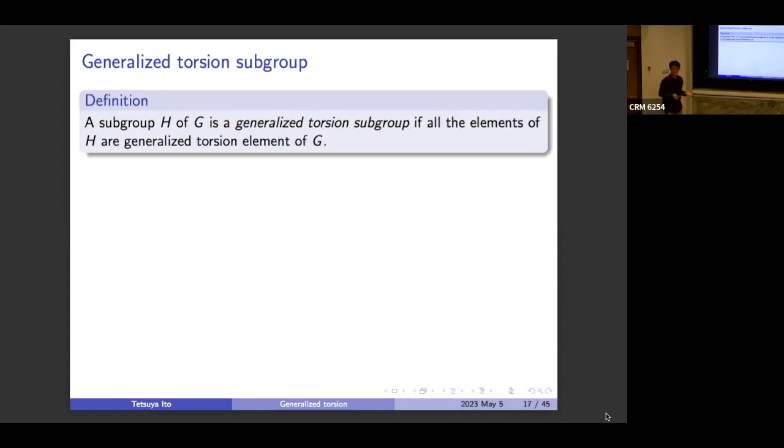All right, then we slightly extend the class of groups. A generalized torsion group is a group whose elements are all generalized torsion. Let us extend the definition to subgroups. Namely, a subgroup H of Z is a generalized torsion subgroup if all the elements of H are generalized torsion elements of Z. Here I remark that an element of H might not be a generalized torsion element in H, but in a bigger group it becomes a generalized torsion element.